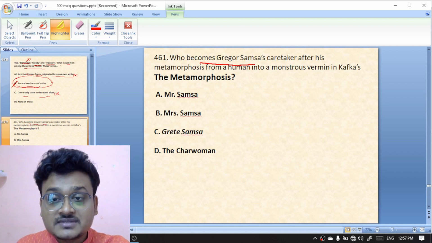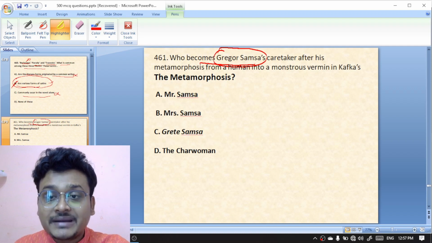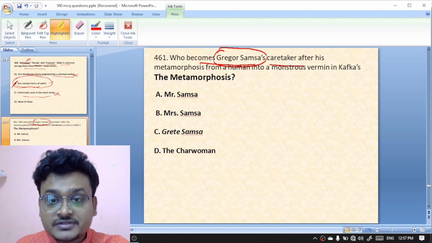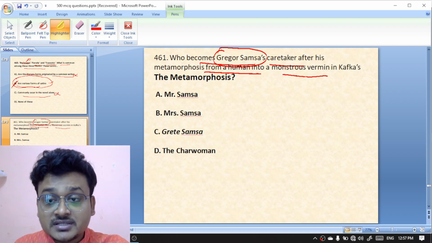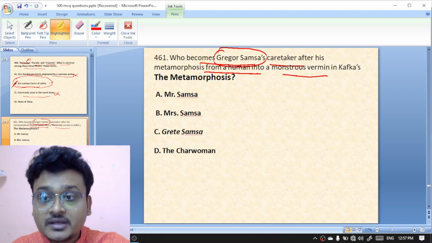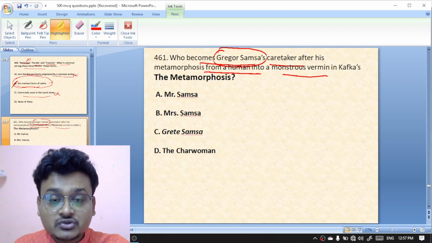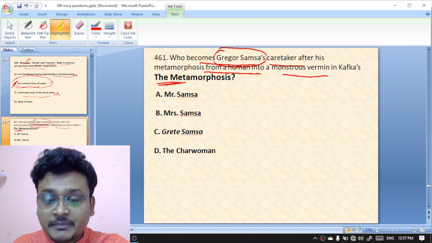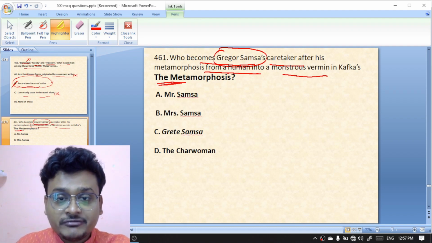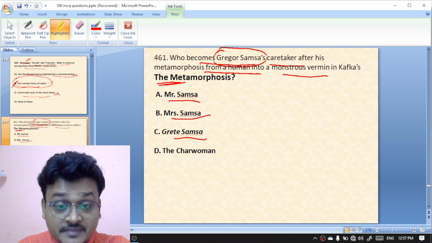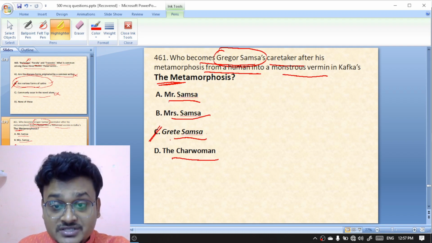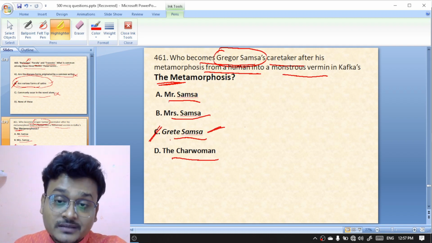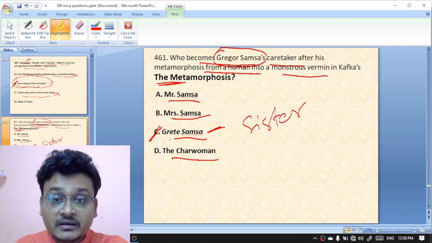Who becomes Gregor Samsa's caretaker? Gregor Samsa is the protagonist of Kafka's short story The Metamorphosis. After his metamorphosis, that is from a human into a monstrous vermin, Gregor Samsa has changed into a monstrous vermin from a human. So in Kafka's Metamorphosis, Kafka is also a magic realism writer. Options: Mr. Samsa, Mrs. Samsa, Grete Samsa. So here Grete Samsa is the right answer, who took care of him, and she is the sister of Gregor Samsa.